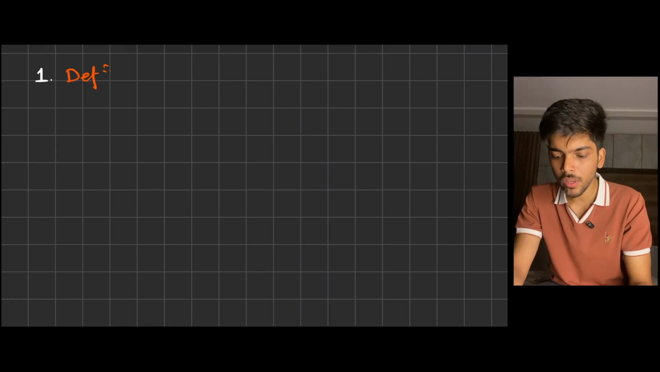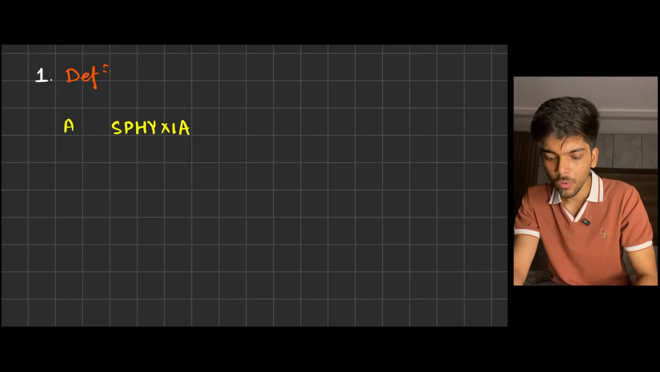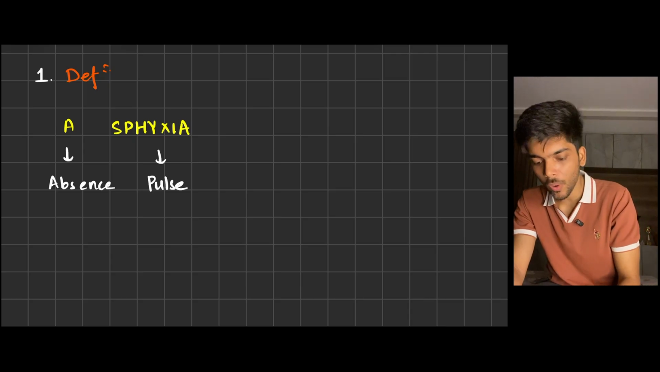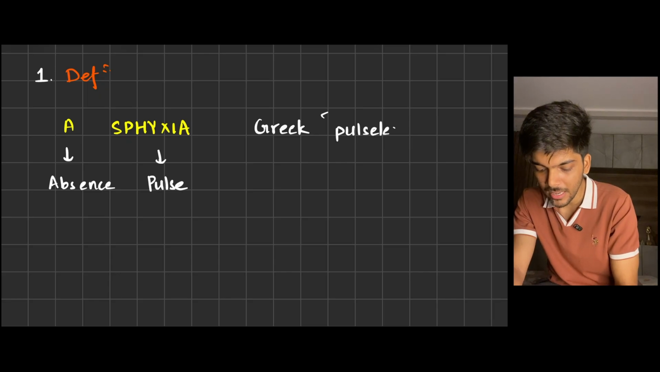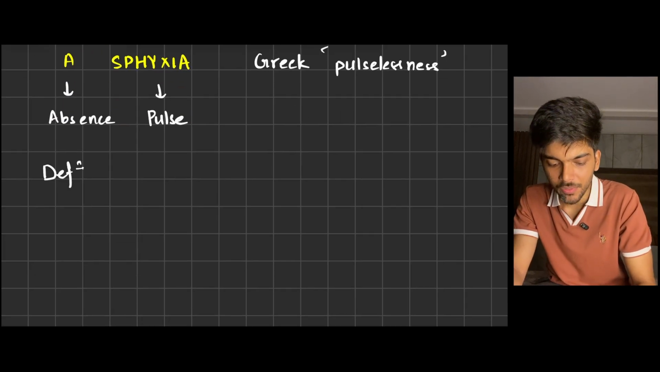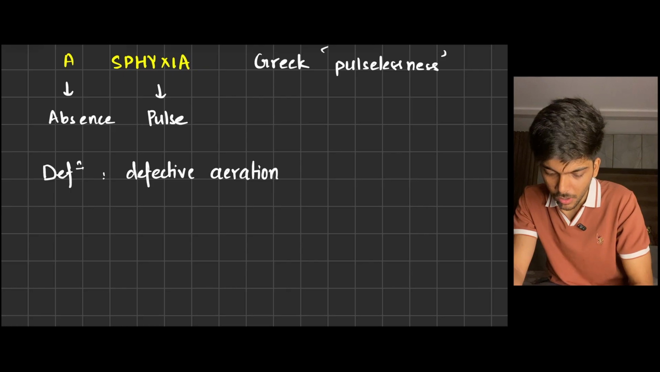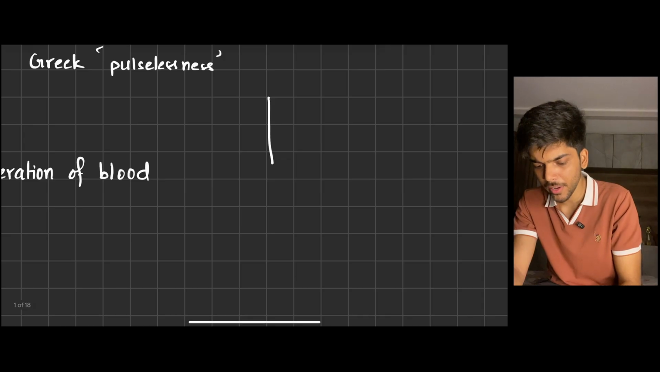Definition. So the word asphyxia can be broken down into two, A and sphyxia, where A stands for absence and sphyxia stands for pulse. And that is why the word in Greek literally translates to pulselessness. But then the actual definition of asphyxia is defective aeration of blood. See, this is how the aeration of blood takes place.